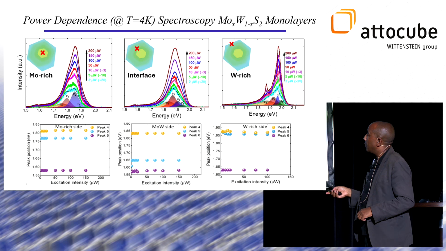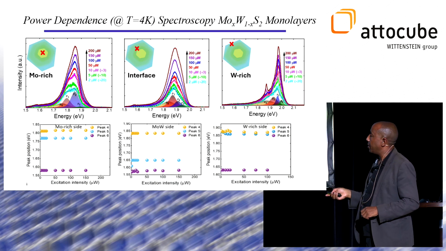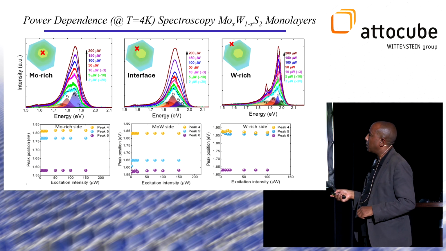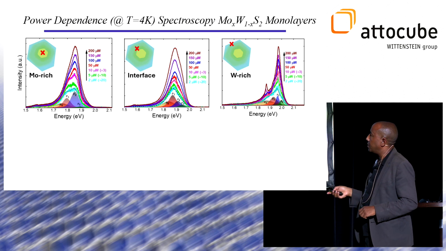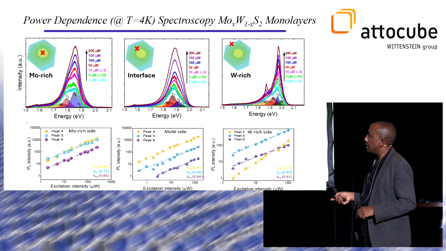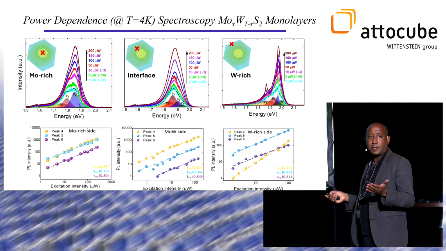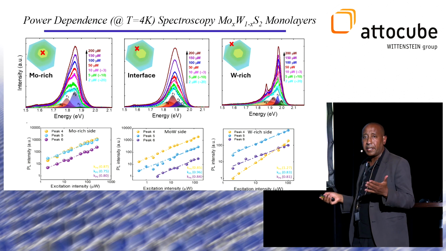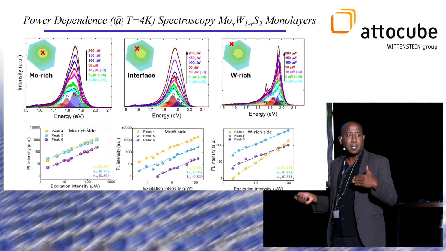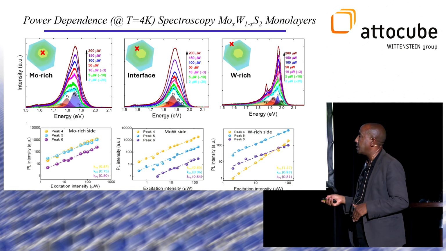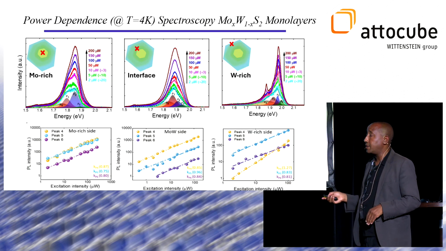So here is similar data for the peaks 4 to 6, which are below the band gap. And if you plot these peaks again and fit them, the Ks are all less than 1. So this is one indication that they are not exciton related, but instead these are vacancy related excitations.